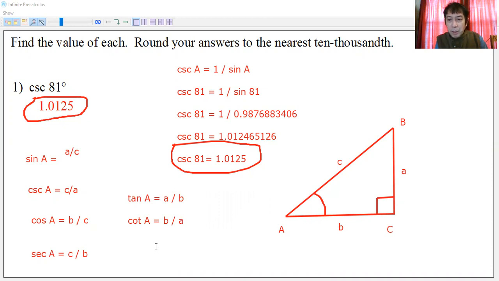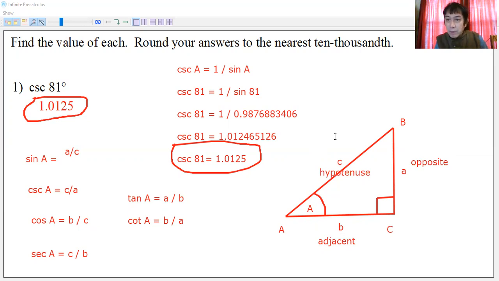So we will be making use of the reciprocal trigonometric functions. We will be using cosecant, secant, and cotangent. Just remember, considering angle A, this is the opposite side, and this is the adjacent side. And of course, the c is the hypotenuse. So the longest side is the hypotenuse c, okay?